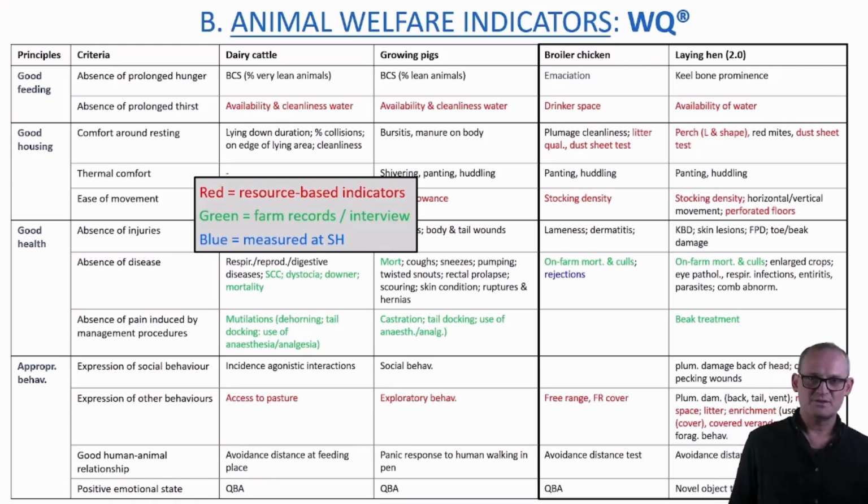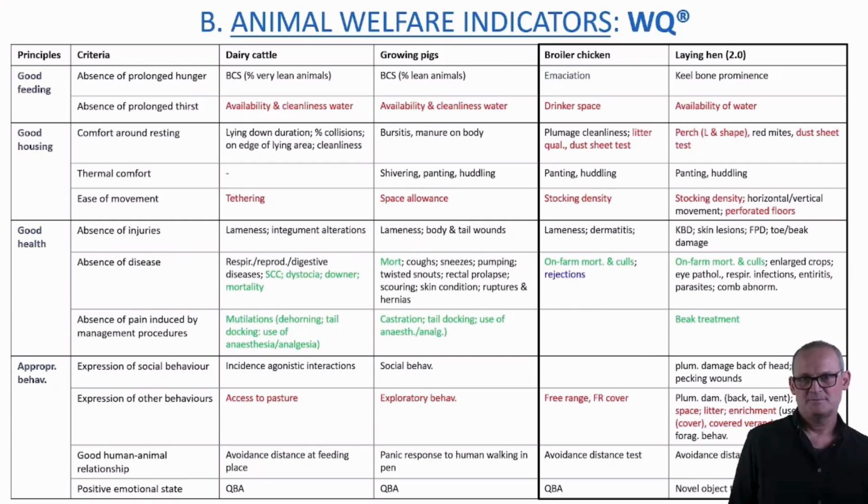And then blue doesn't come very often. In blue are indicators that are measured not on the farm but at the slaughterhouse. And for example, for broiler chickens, you see that rejections at the slaughterhouse is used as an indicator for absence of disease. So let's now turn to a couple of these indicators that are used by Welfare Quality. I won't cover them all, but I will focus on a couple of them because I find them quite interesting to discuss.